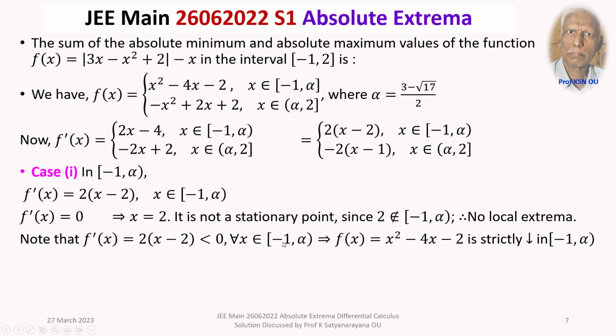So x is in minus 1 to alpha, therefore x is less than 2. Therefore it's negative. So f prime x is negative in this interval for all x belonging to this interval. Means f of x, that is x square minus 4x minus 2, is strictly a decreasing function in the interval minus 1 to alpha.